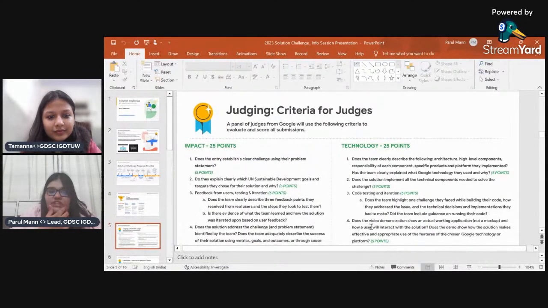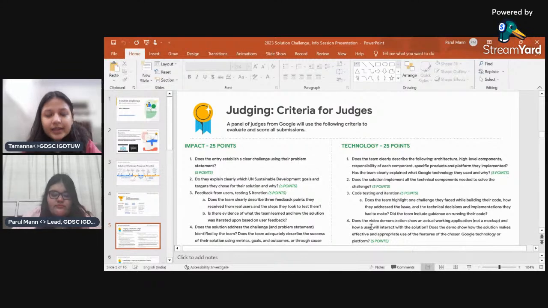Now moving on to the judging criteria. Rightly said by Parul. I would agree to that. And they're amazing, amazing swags by Google. And obviously, who doesn't want a mentorship from Googlers, right? So now it comes to the judging criteria.